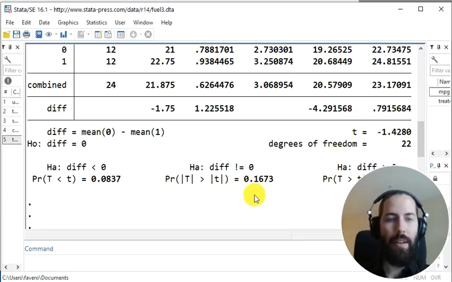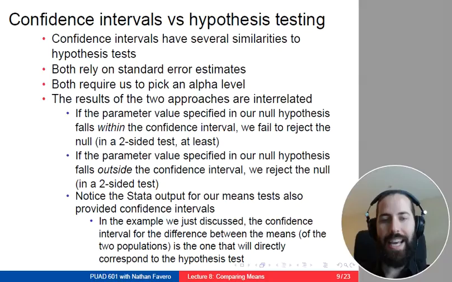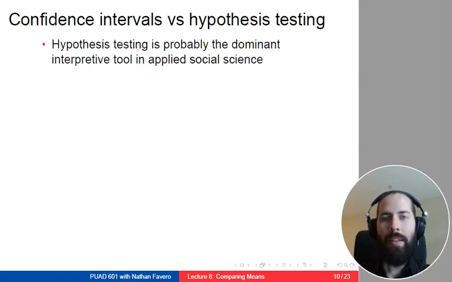It's plausible based on these results that the difference between the two populations could be zero. In other words, it's plausible that the fuel additive has no effect on our results, or no effect on gas mileage. All right. Let's talk just a little bit more about confidence intervals.